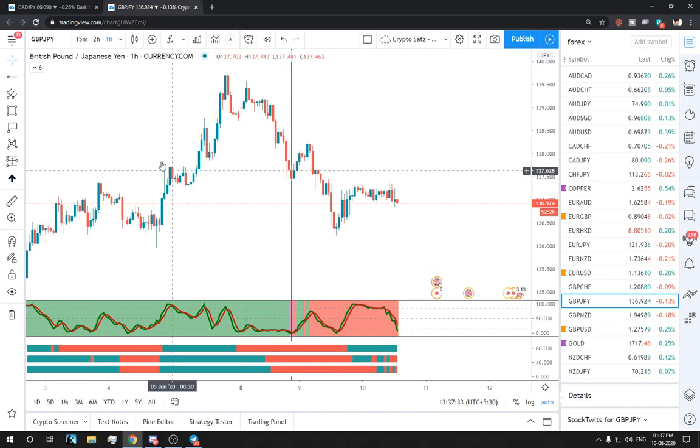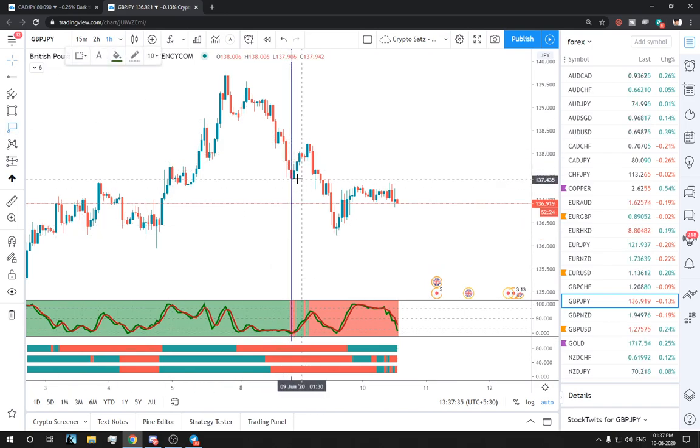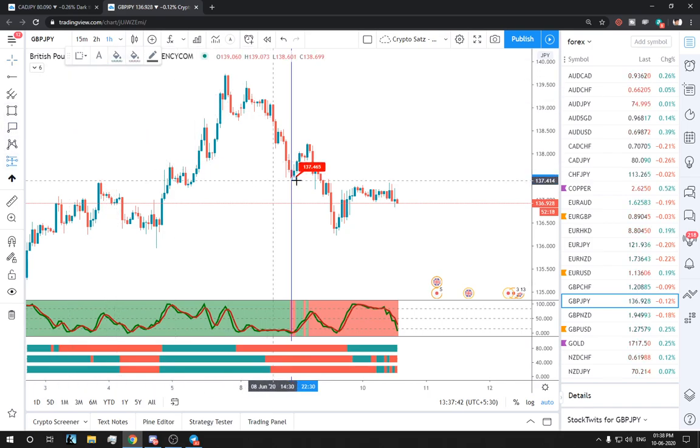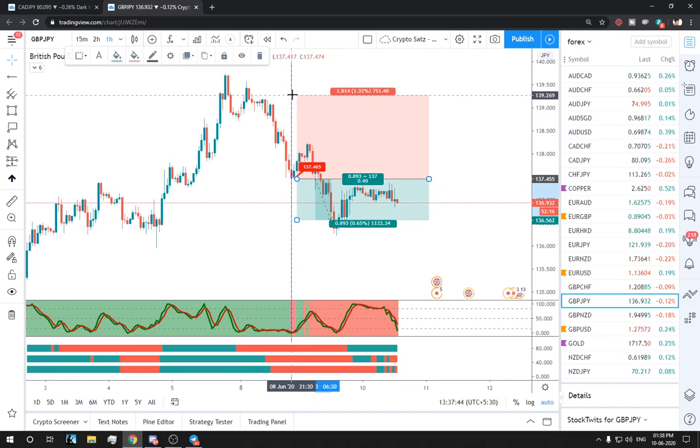We had a short signal over here on 8th of June, we marked it, shorting at this point, short signal taking the previous structure's high, which is this 1.33%.